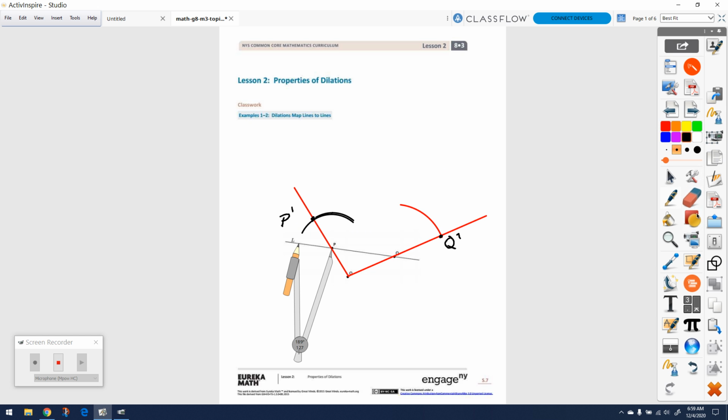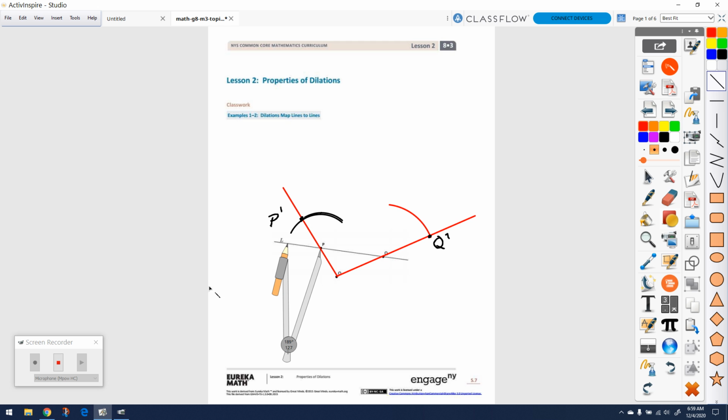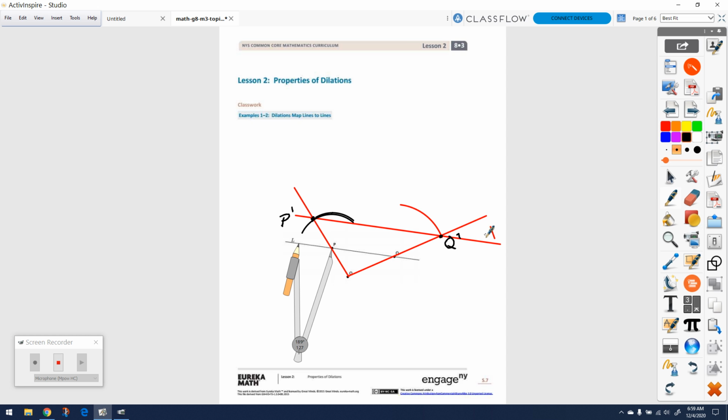I have now dilated the points the same distance, and therefore now I can draw my new line. I'm going to go right through these 2 points that I just created. And therefore, I now have my dilated line, line L prime. Easy, right? All right, let's take a look at the next one.